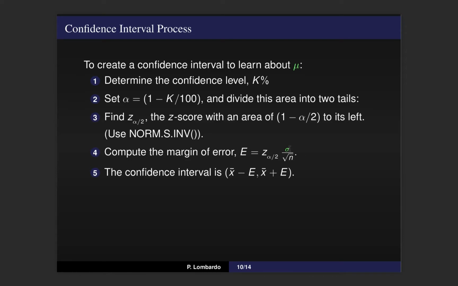Once we have our critical value, we'll compute that margin of error, which again is going to involve our critical value, our population standard deviation, and then the square root of our sample size. And then finally, we put together the confidence interval by using x bar as the center of our confidence interval and moving to the left E units and to the right E units, right? So we're just going to jump that margin of error in either direction.